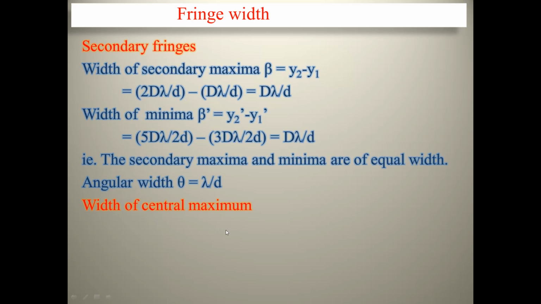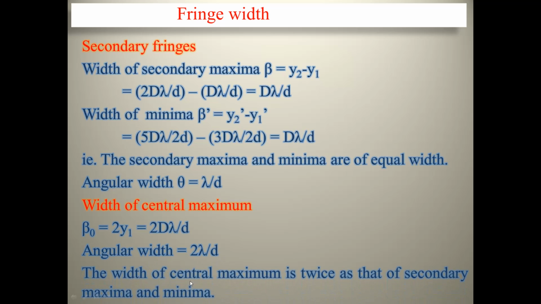Let us see the width of the central maximum. Width of the central maximum is the distance between the first minima on either side of the central maximum. So width β0 is twice y1, 2y1, that is equal to 2Dλ/d. And the angular width will be 2λ/d. Width of the central maximum is twice that of the secondary maxima and minima.